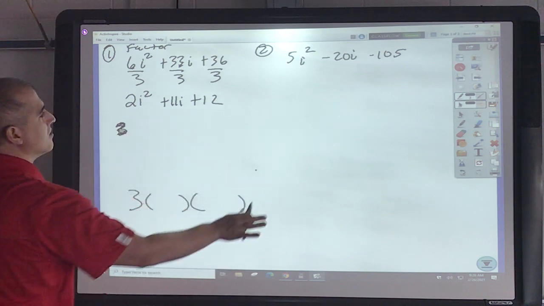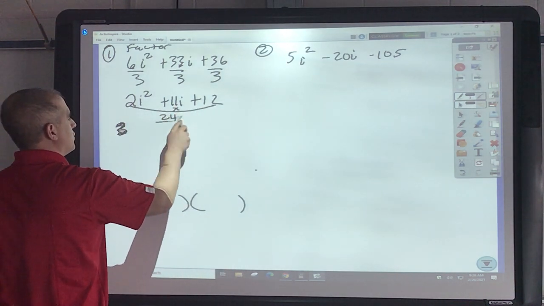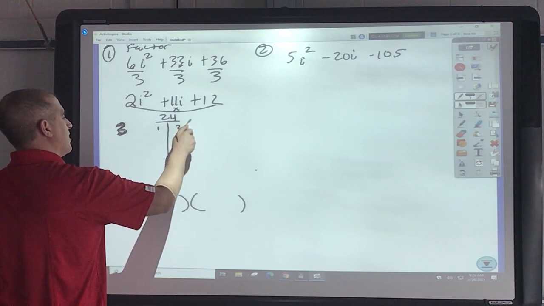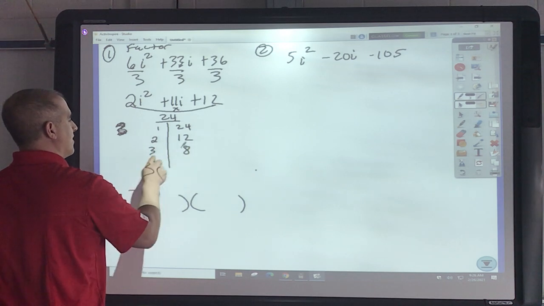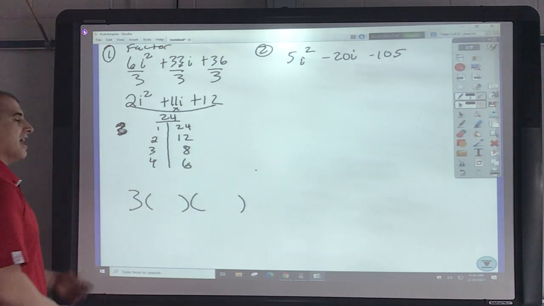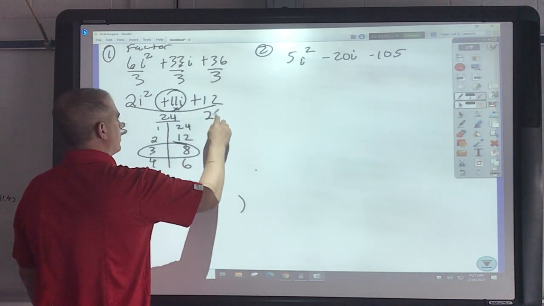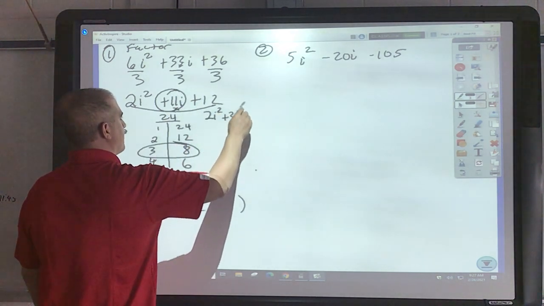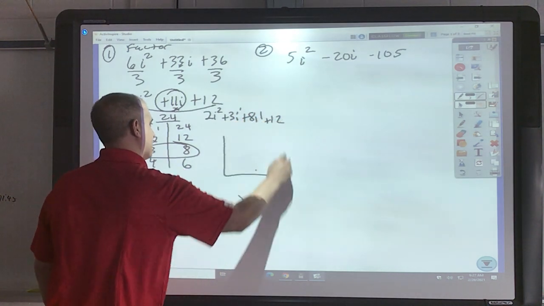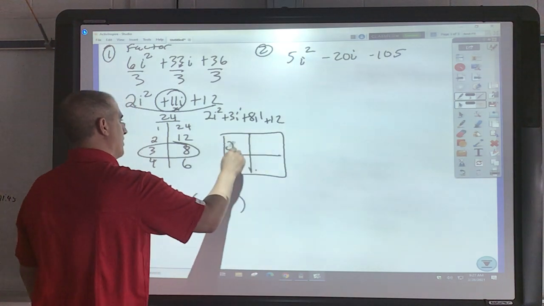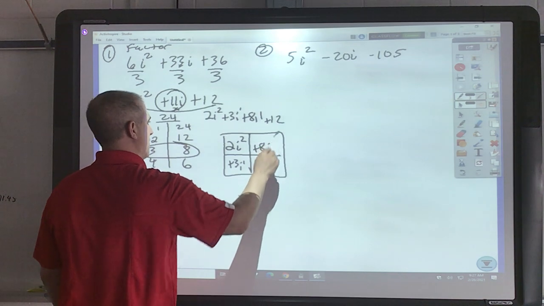Now you factor just like we've done the whole unit. 2 times 12 is 24. Factors there would be 1 and 24, 2 and 12, 3 and 8, 4 and 6. Once again, I am looking for the set that gets me my middle term, which would be this set. So what I'd have is 2i squared plus 3i to the first plus 8i to the first plus 12.